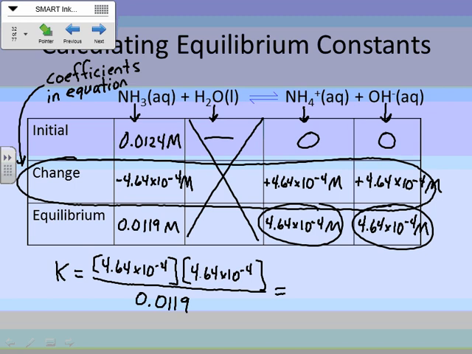Okay, so 4.64 times 10 to the negative fourth squared, divided by 0.0119 gives me 1.81 times 10 to the negative fifth. Make sense? Okay. It's a little bit of a lengthy process, but hopefully not too bad.